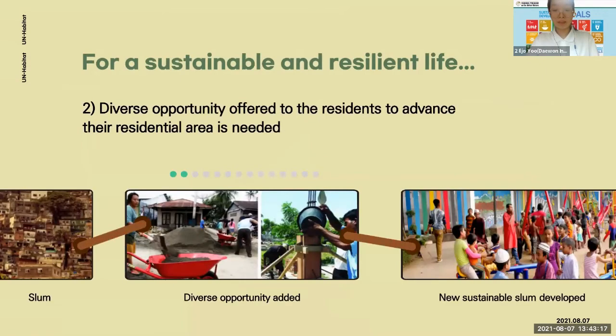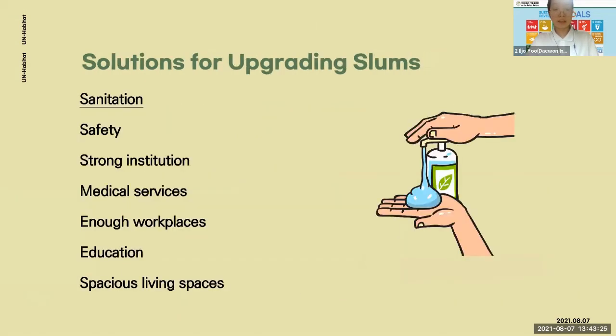So we should provide them with diverse opportunities to advance their residential area so that they can live in a sustainable and resilient place. We can divide the solutions into several branches such as the following. First, sanitation. Sanitation was one of the most important factors of resilience in the past, but has been even more necessary since the outbreak of the pandemic. So an abundant supply of hygienic goods such as soap, hand sanitizer, and masks will be vital.